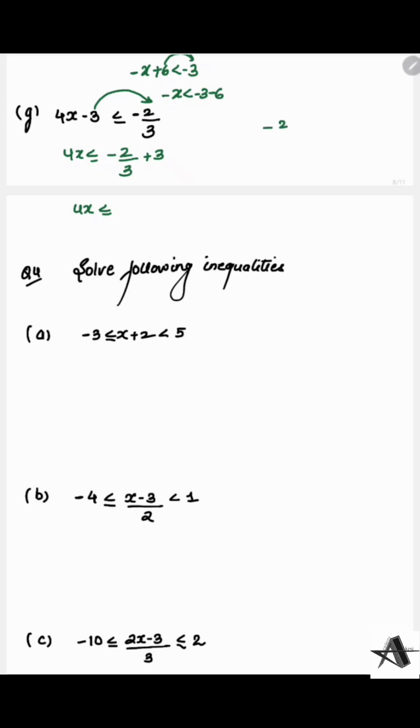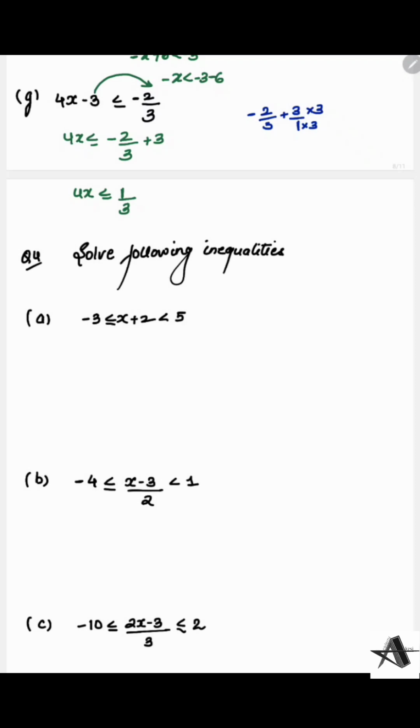See, negative 2 over 3, I'm just solving the fraction one here. So negative 2 over 3 plus 3, which means 3 over 1. If there is nothing, it represents that the integer has a denominator 1. So obviously we need to make the LCM the same in order to add or subtract the fractions. 3 is in the denominator, so I need to multiply this by 3 and this by 3. So this will become negative 2 over 3 plus 3 times 3, 9 over 3. Now we have the same denominator, that is 3, and negative 2 plus 9 will give me 7 over 3.